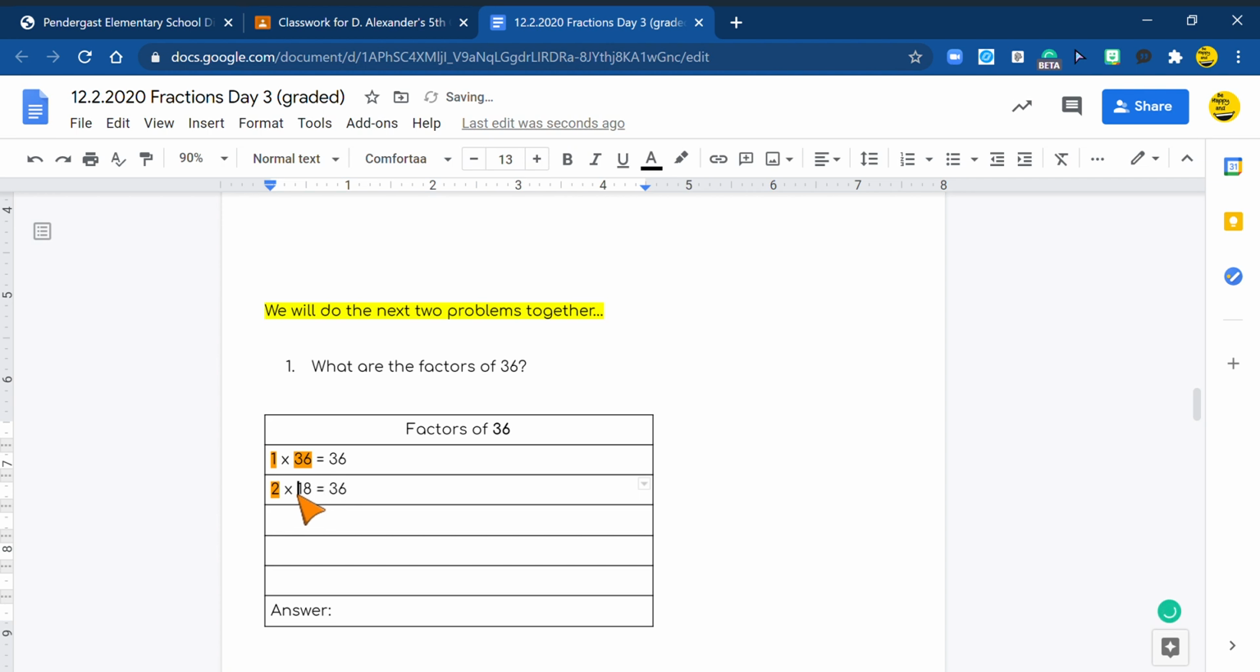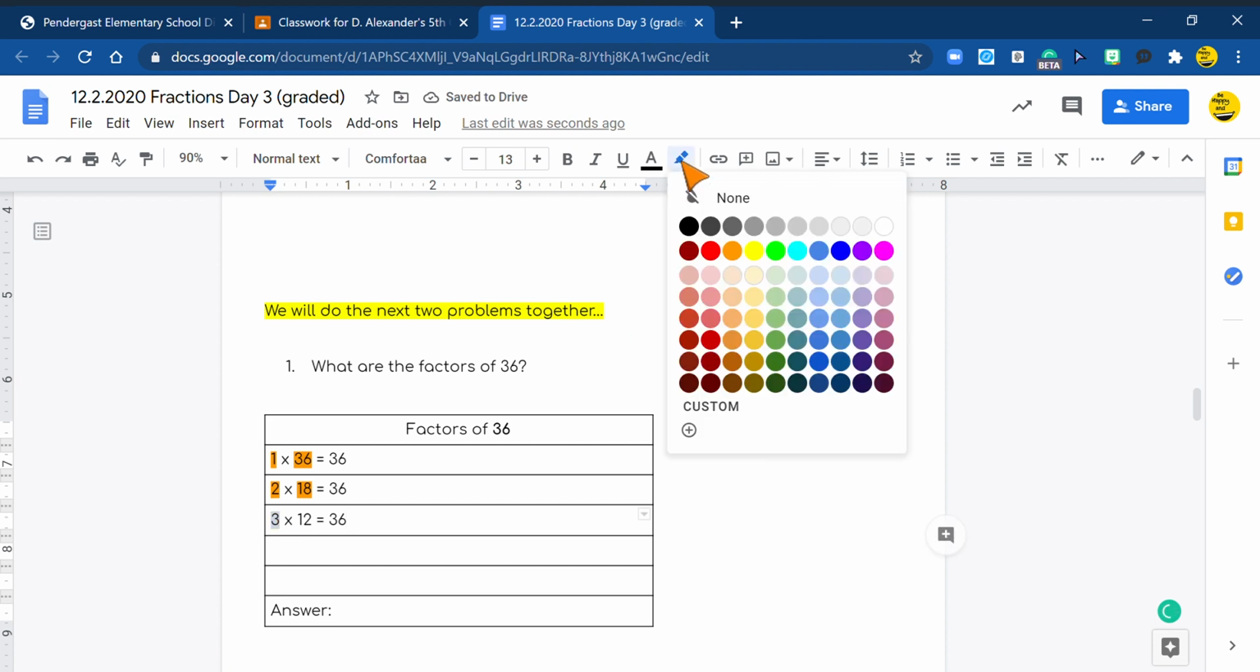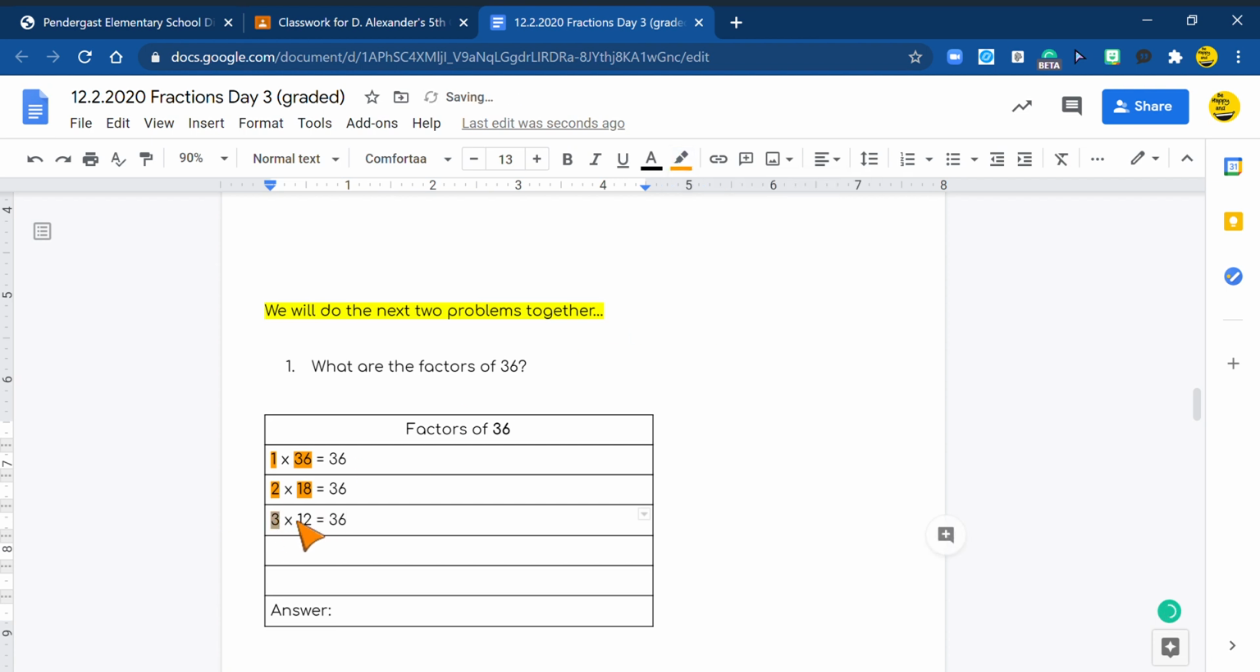So I'm going to quickly highlight the 18. Being 3 plus 6 is 9, I know 3 can go into it. So 9 is 3 times, and 3 into 3 is 1, and 3 into 6 is 2. So 3 times 12 equals 36. Look at how I'm just trying to find the multiplication problems where 36 is the answer.